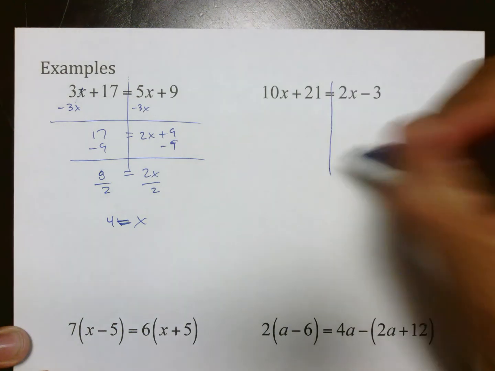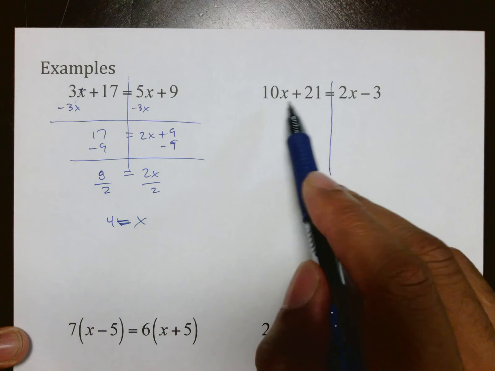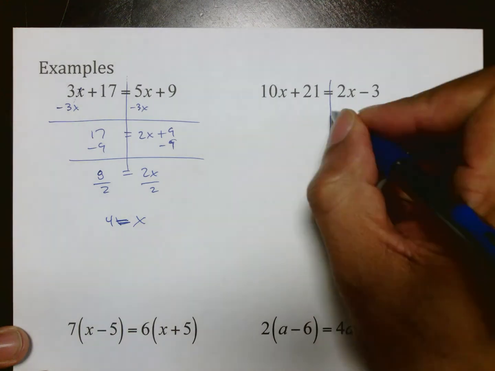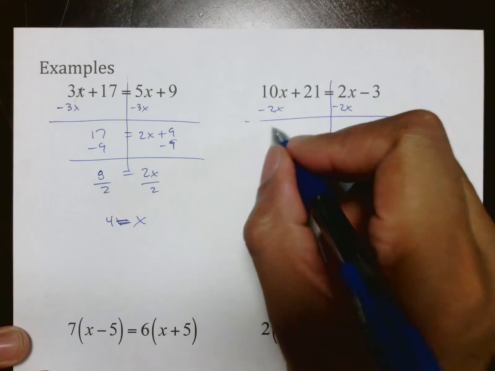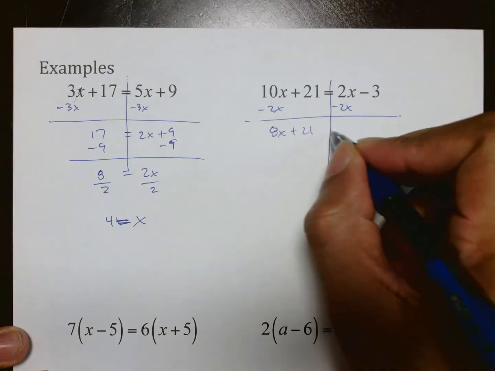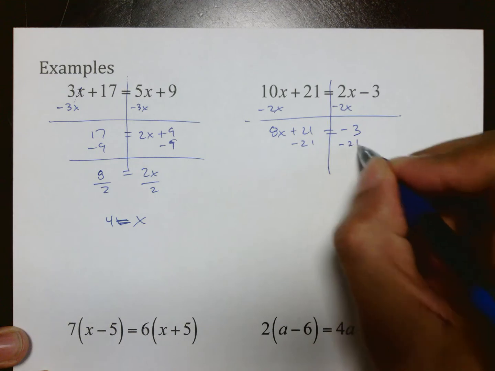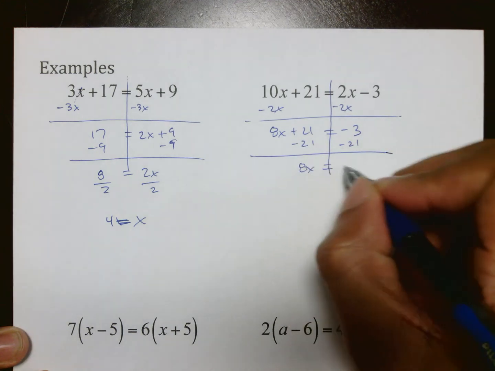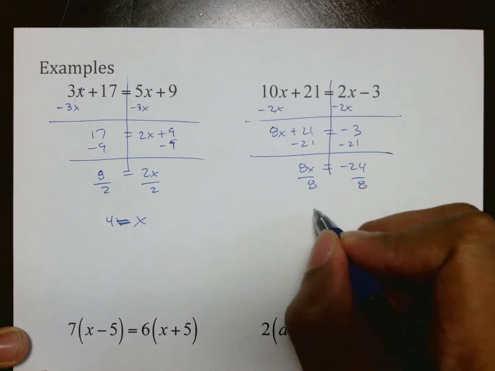Second question. Again, we got 10x + 21 = 2x - 3. Notice that the left side is simplified and the right side is simplified, so we're going to move the smaller x over to the other side, getting 8x + 21 = -3. Subtracting 21 from both sides, you get 8x = -24, and then dividing by 8, you get x = -3.